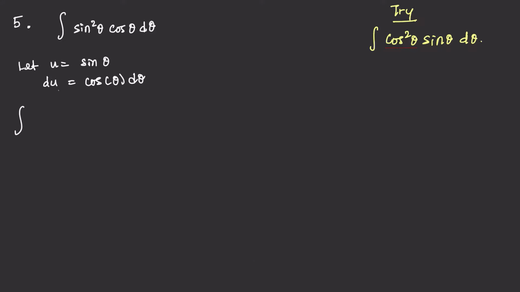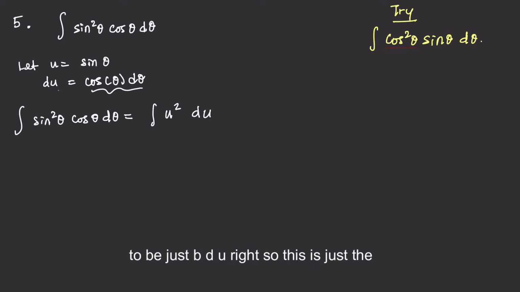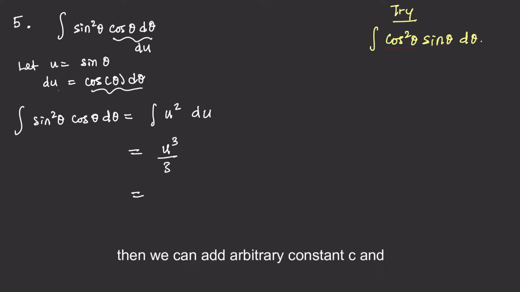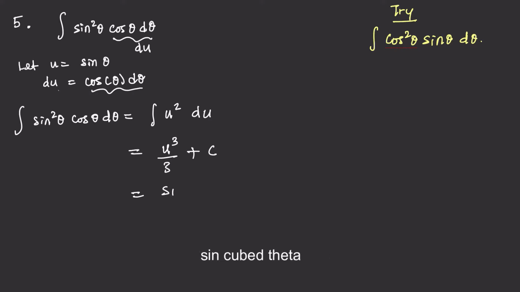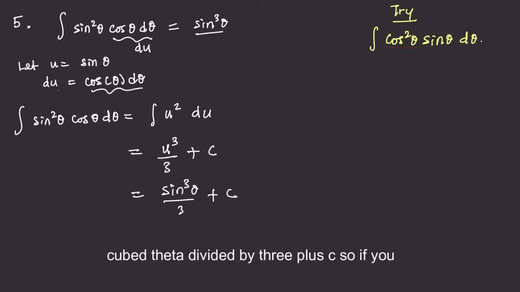That means that the integral of sine square theta cos theta d theta is simply the integral of u square, then we have cos theta d theta to be just du, right? So this is just du, everything here is just du. Okay, so we have this to be the integral of u square du. Then if you take the integral of u square, you have u to the power of 3 divided by 3. Then we can add our arbitrary constant c. And what's my u? My u is just sine theta, so we have sine cube theta divided by 3, plus c. So we're done. The integral of this problem is just sine cube theta divided by 3 plus c.